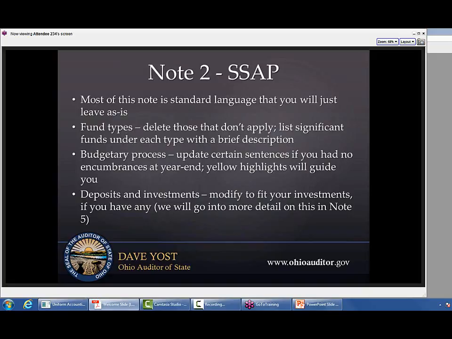Another final example on the SSAP note is deposits and investments. If you don't have any investments and all you have is money in a checking account, then you're not going to have to worry about disclosing any kind of investments in the SSAP or Note 2. If you do have investments, such as Star Ohio, or if you invest in Fifth Third Securities and they have investments, or if you have common stock, those types of things are investments, and you'll have to disclose those in Note 2 under the cash and deposits and investments section.